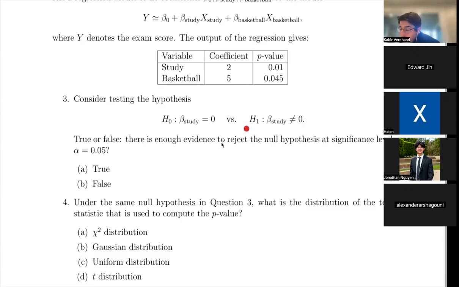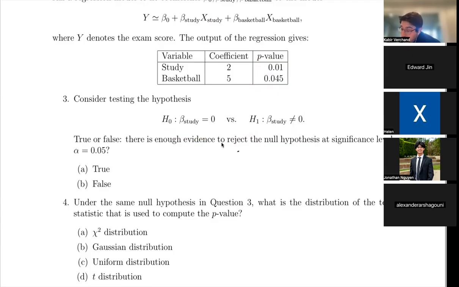The alternative hypothesis is that there's something interesting, so the amount that you study does have a linear relationship with your exam score. So the question here now is, from the output of this regression, can you answer: is there now enough evidence to reject the null hypothesis at significance level alpha equals 0.05? Now, the point of this question is that these p-values correspond exactly to this hypothesis test.